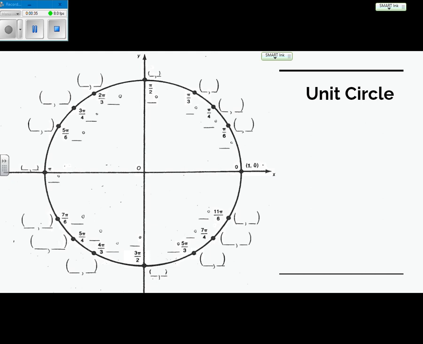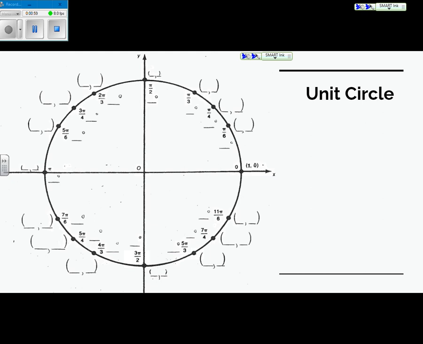As you can see, what we're going to do today is put specific x, y points on every single one of those radian measures that you know oh so well. It did the first one for you at 0, all right? This is 0, 1. So I want to see where this came from today.